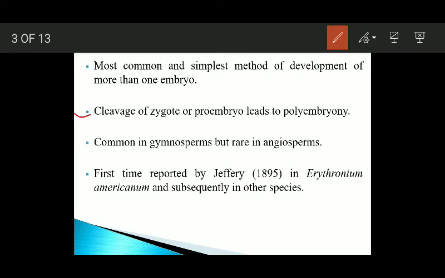क्या होता है? या तो zygote में cleavage हो जाती है. Okay, it can give rise to two regions, two parts. This one can give rise to one embryo, and this one can give rise to another embryo. Or zygote divides normally, reaches the proembryo stage, and this proembryo it cleaves. Some regions of this proembryo they can give rise to many embryos.